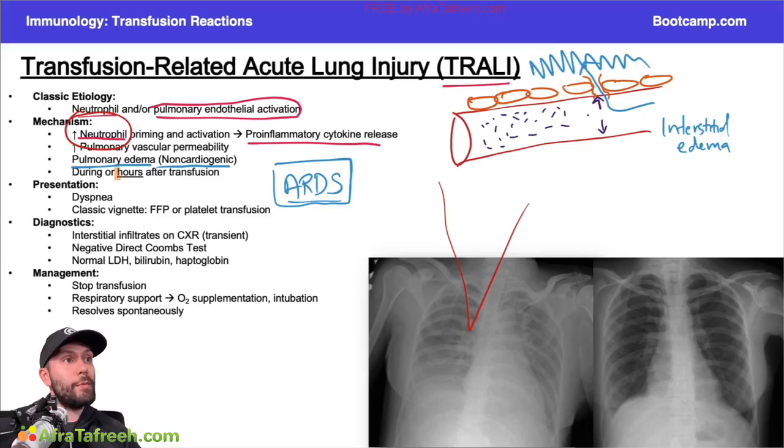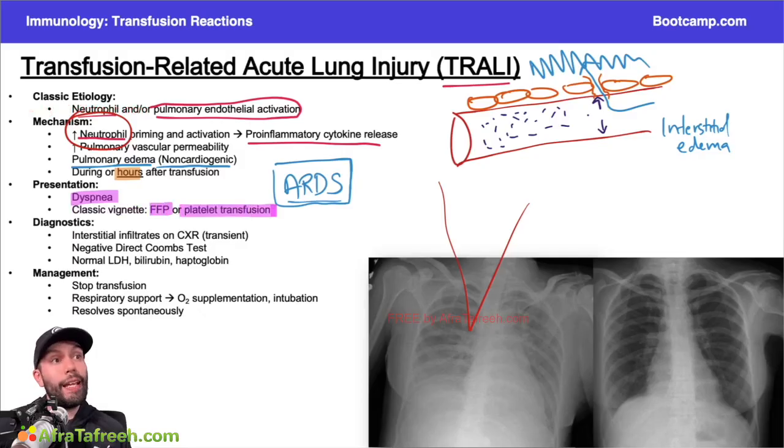Now, again, the timeline is non-specific. It could be during or hours after the transfusion, but what is the presentation? That's the key here. Remember, there's always something you have to tease out of the question that's going to distinguish it from the others. The key is that these patients will be very short of breath. They might have increasing oxygen requirements. They become tachypneic, for example. And the classic vignette is going to be a patient that's receiving fresh frozen plasma or a platelet transfusion.